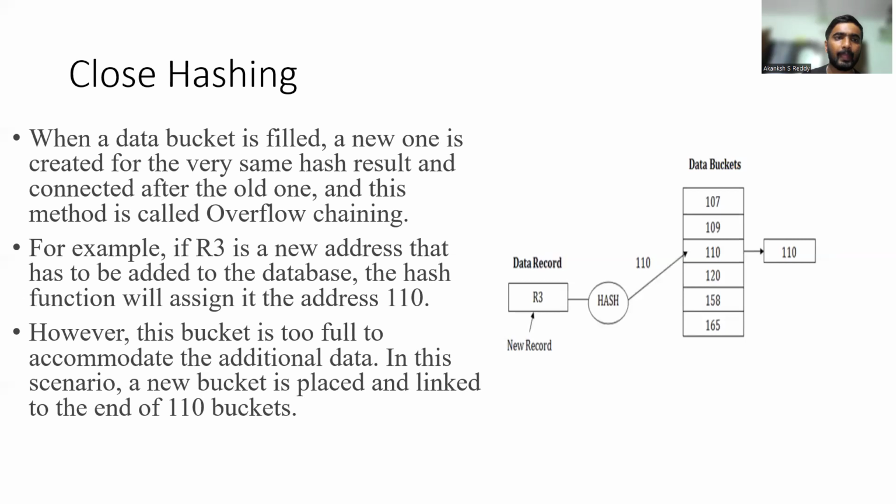Closed hashing. When a data bucket is filled, a new one is created for every hash result and then connected after the old one. This method is known as overflow chaining. For example, if R3 is a new record to be added to the database, the hash function will assign it address 110. However, this bucket is too full to accommodate the additional data. In this scenario, a new bucket is placed and linked to the end of the 110 bucket.